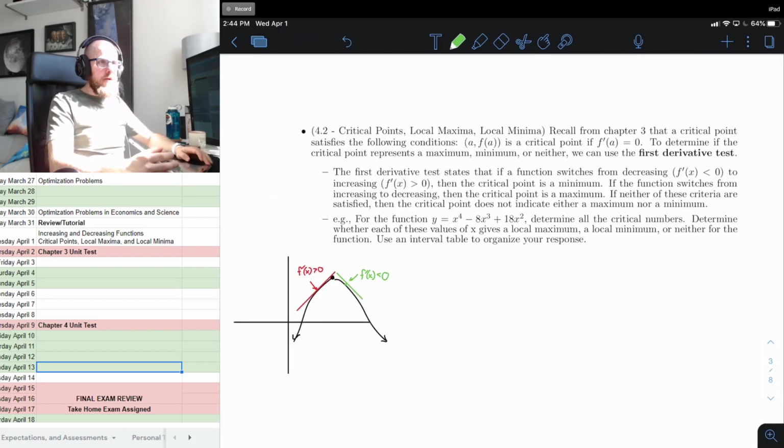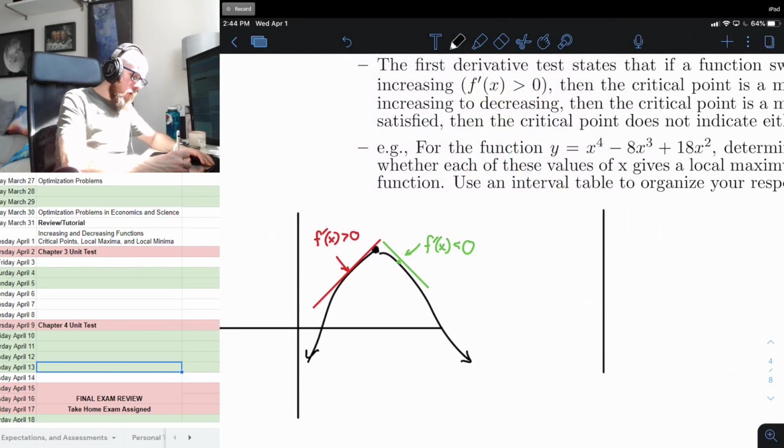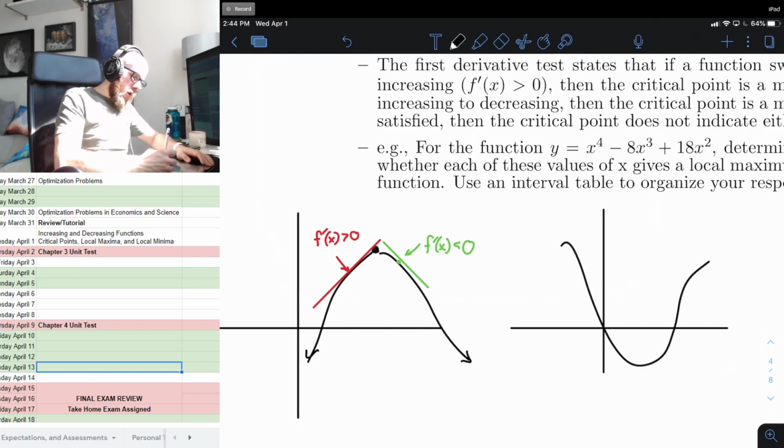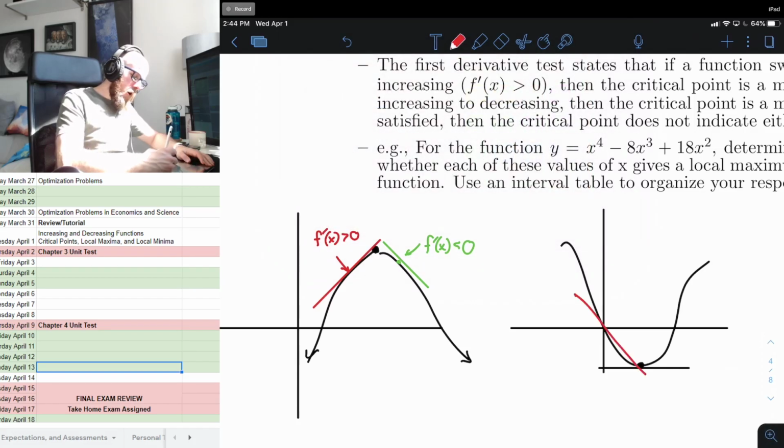Now this also goes for the converse. If I go from decreasing to increasing, again I'll draw out a little function here. Again, my critical point, my slope is 0, but if I look before the critical point, my function is decreasing, so f prime of x before the critical point is negative. And if I look after the critical point, I would find that the derivative, f prime of x, is positive.